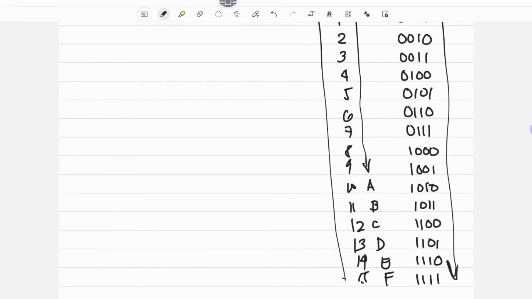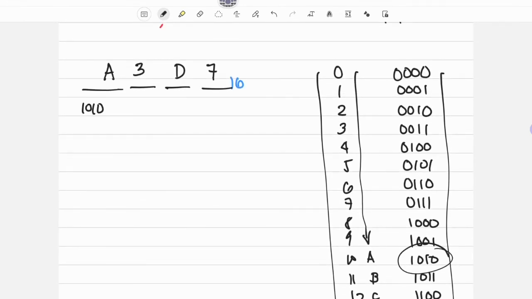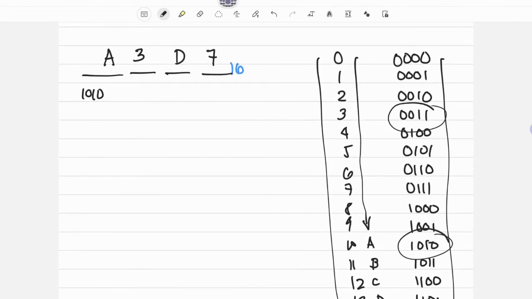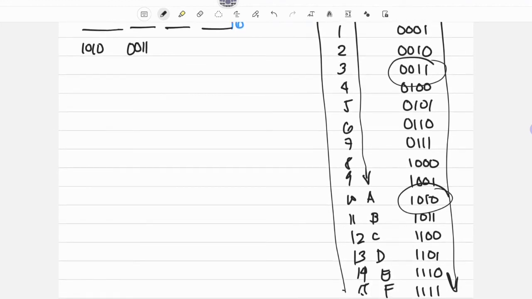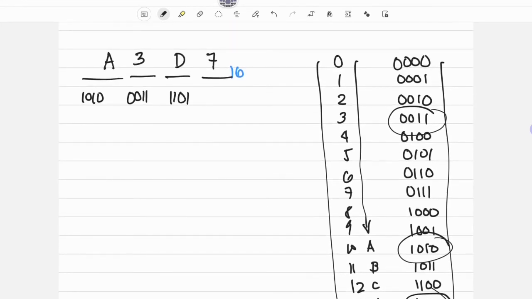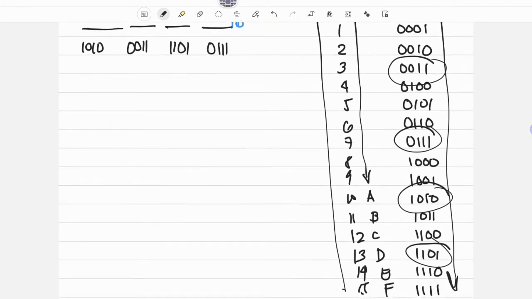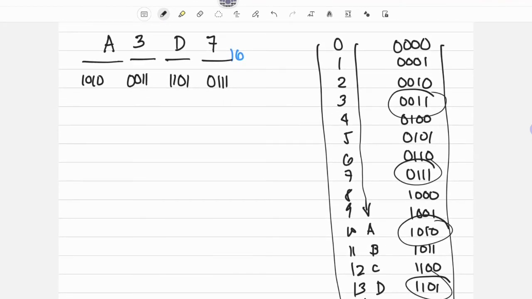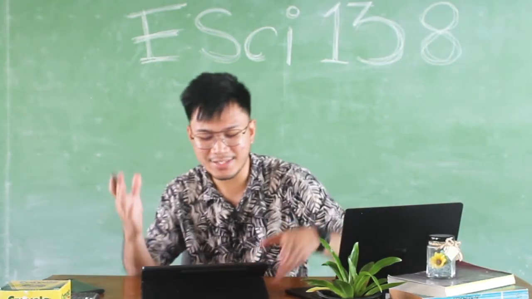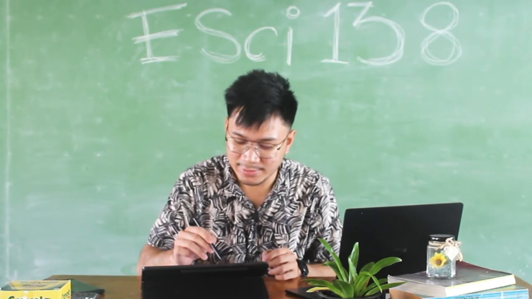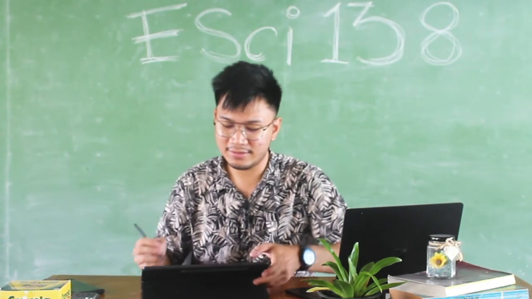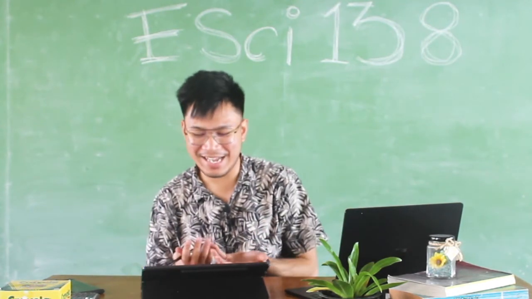Sige. So since your A is 1010, that is 1010. Your 3, that is 0011. Your D is 1101, and your 7 is 0111. So expressed in binary ang atong hexadecimal nga value, that is 1010 0011 1101 0111. Okay, so mao ni ang atong binary expression aning atong hexadecimal nga value. No, amazing, di ba? Amazing siya.